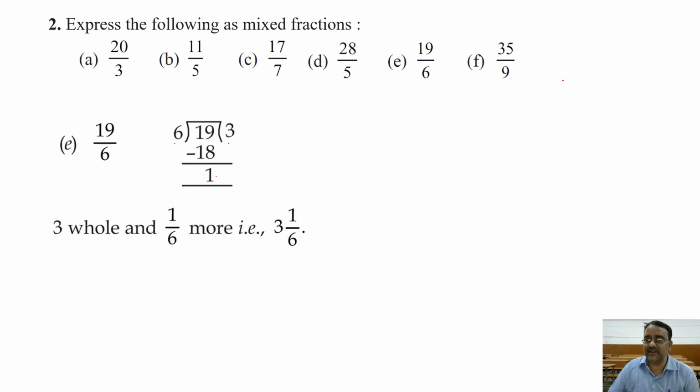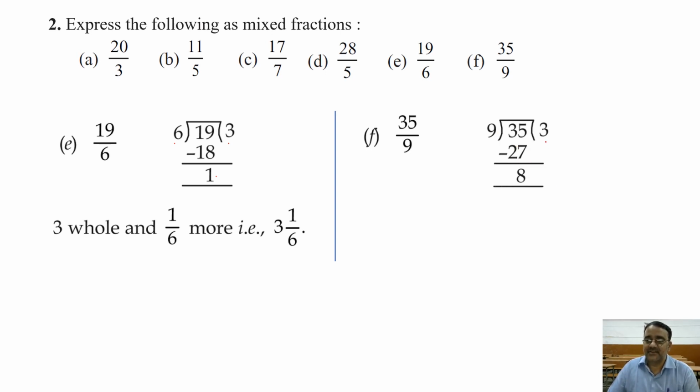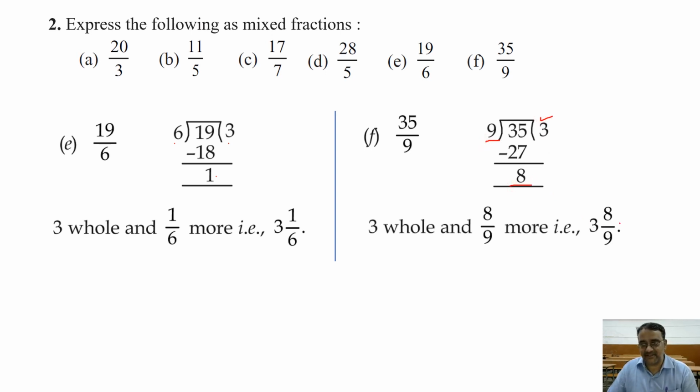Now the last one 35 by 9. So what we will do? 35 को 9 से divide करेंगे. So 9 3s are 27. 35 minus 27 हो जाएगा 8. So we'll get 3 8 by 9 as a mixed fraction. So this is the final answer.